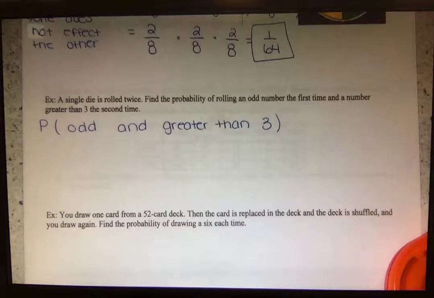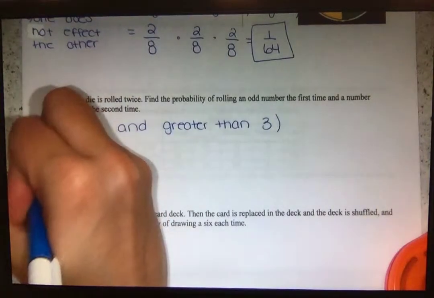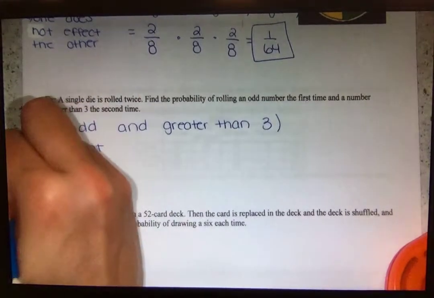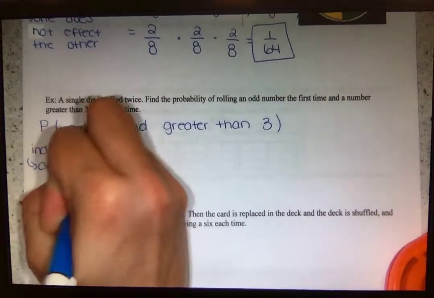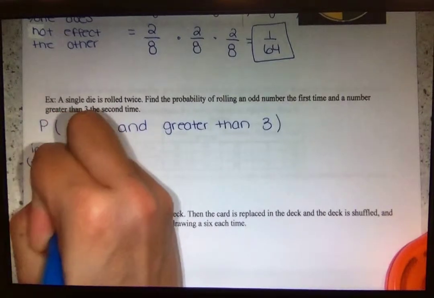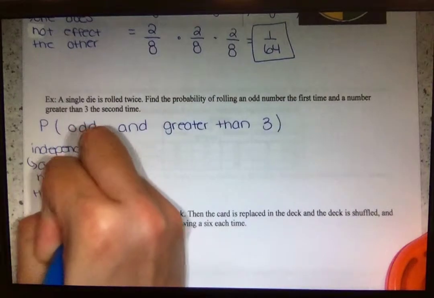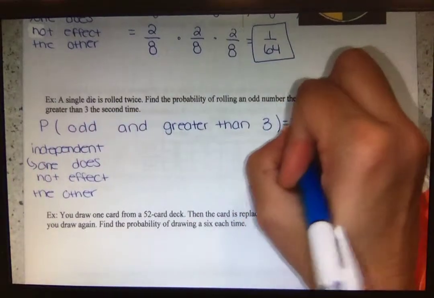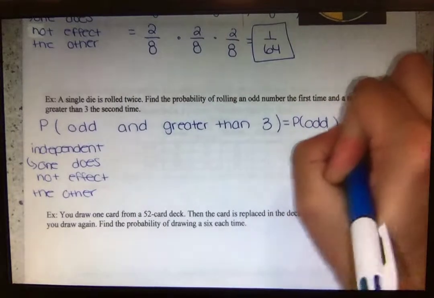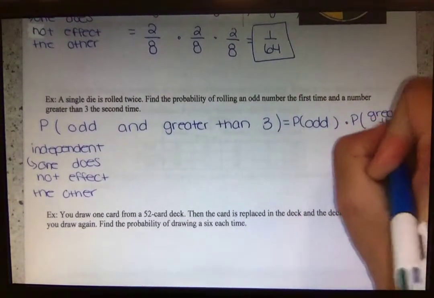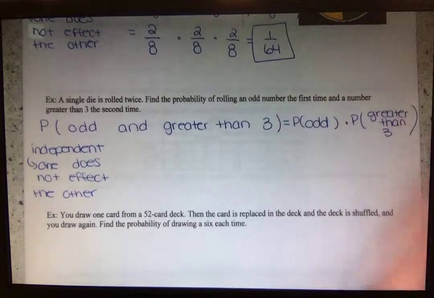Are these independent or dependent? Does the first roll affect the second roll? No, it doesn't affect it, so they're independent. One does not affect the other. So that means our formula is going to be the probability of rolling an odd number times the probability of rolling a number that's greater than 3.